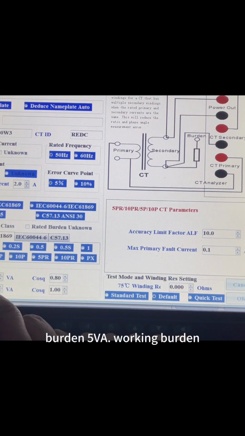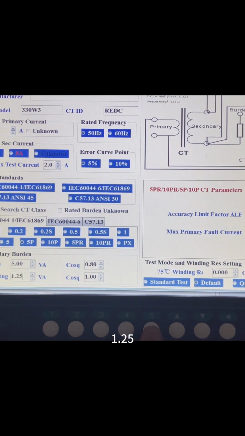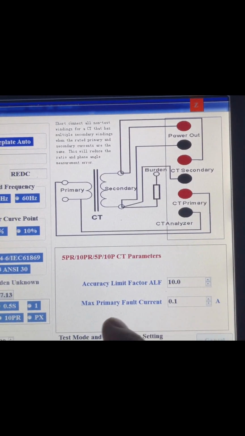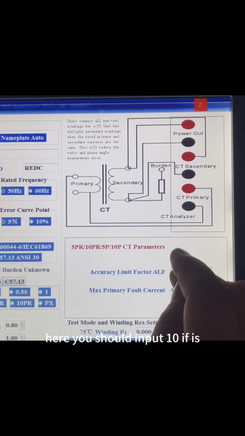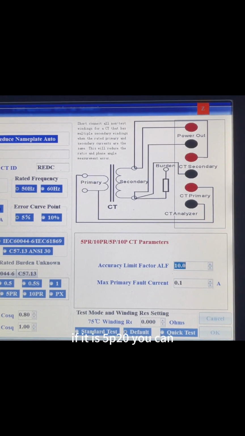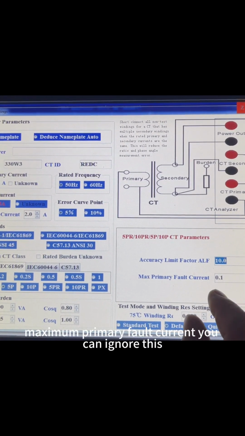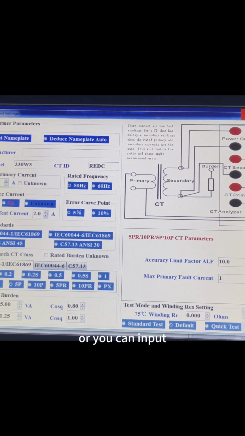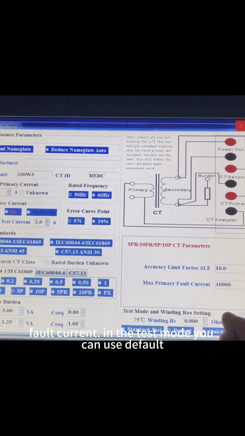Rated burden 5VA. Working burden 1.24. The accuracy limit factor you can find from the nameplate. If it's 5P10, here you should input 10. If it is 5P20, you should input 20. And here, the maximum primary fault current, you can ignore this, or you can input the rated fault current.